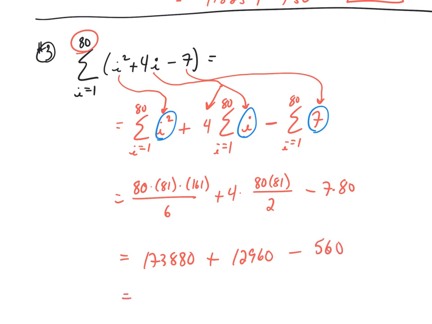So when we add and subtract those three numbers, 173,880 plus 12,960, minus 560, what we'd get as a result then is 186,280. Okay, a lot more economical, a much better use of your time.